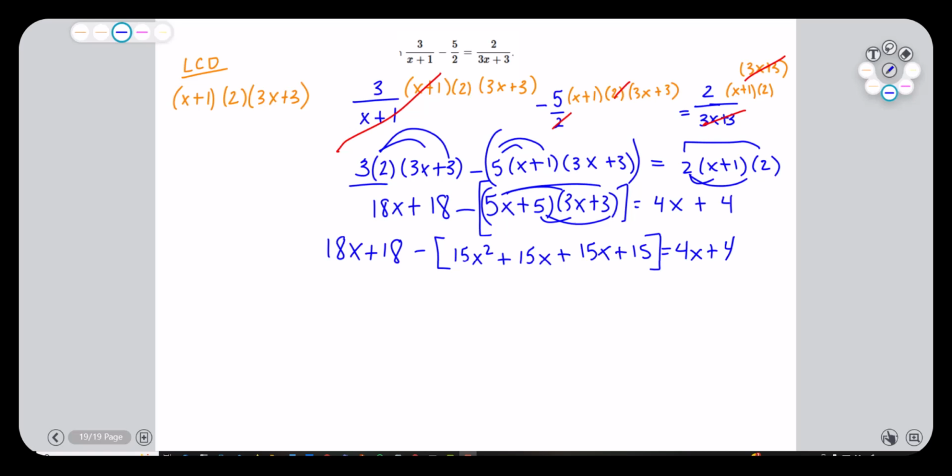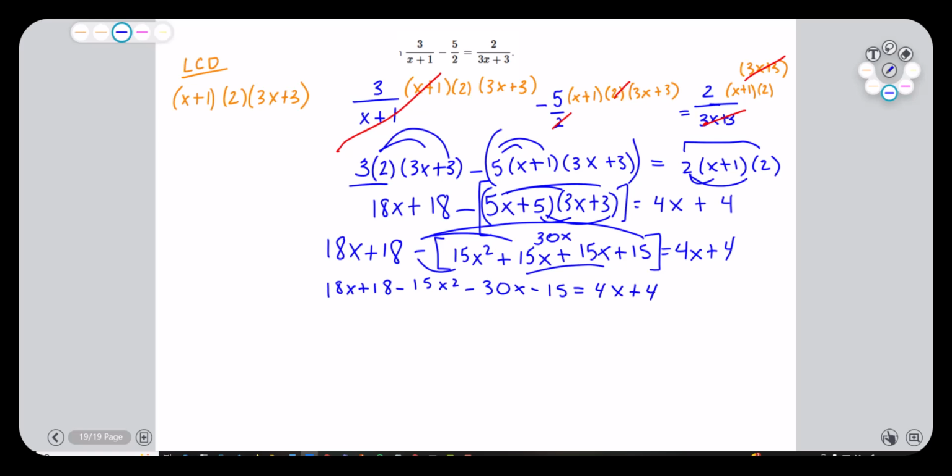And now I could probably combine these, so I'll just do it right here. So that's 30x. But then what I'm going to do is distribute this negative, because I told you I was worried about it. So negative 15x squared minus 30x minus that 15 equals 4x plus 4.